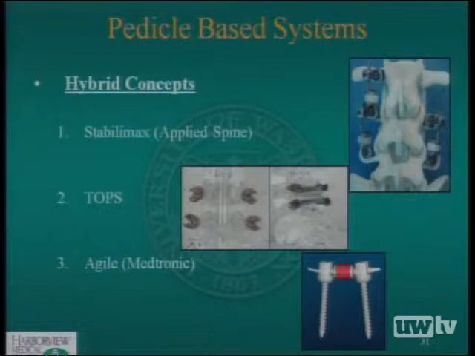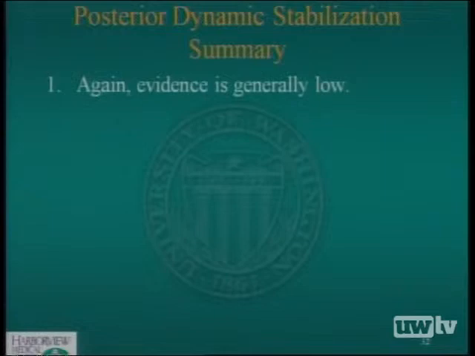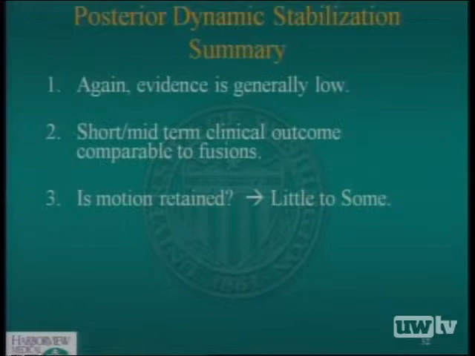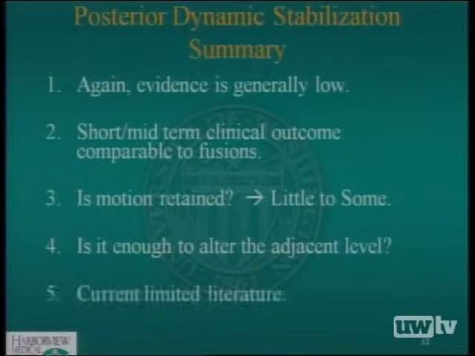So as we look at this in summary, we have no major evidence to help us with direction. The short to midterm clinical outcome is comparable to fusions and shows no vast differences. Is motion retained? There is some suggestion that you can maintain some motion and hopefully prevent adjacent level disease, but I think the verdict is still out with most of these systems. Is it enough to alter adjacent level disease? I don't think we know that. So again, we have no major literature to give us any guidance at this point in time with respect to any of these systems. Thanks.